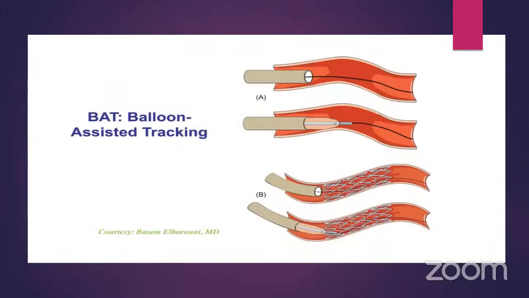Coming to balloon-assisted tracking, we keep a small 1.5 by 15 semi-compliant balloon halfway in and halfway out of the guide extension catheter, and we will slowly advance the guide extension catheter distally up to the desired location. This will prevent vessel wall trauma.